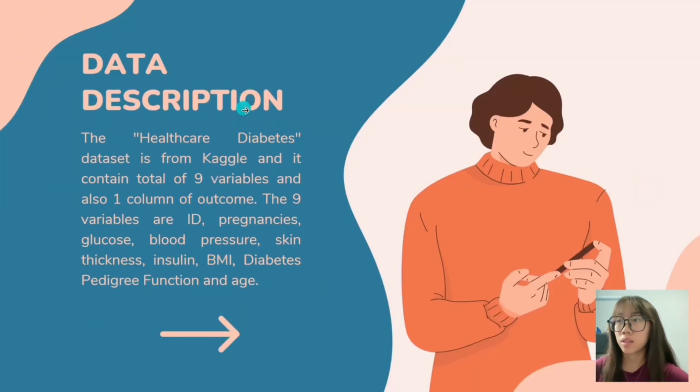Next, data description. This dataset has 9 variables and also 1 column of outcome. The 9 variables are ID, pregnancy, glucose, blood pressure, skin thickness, insulin, BMI, diabetes pedigree function, and age.